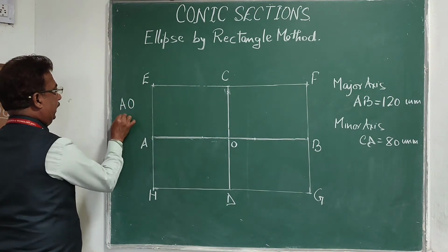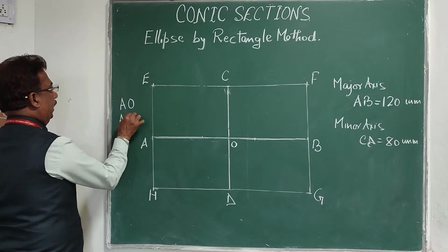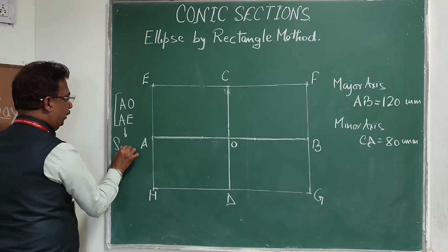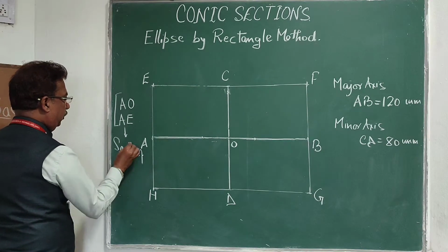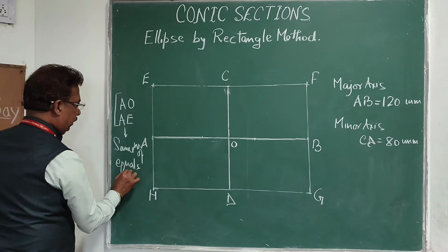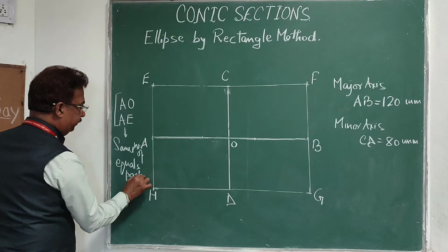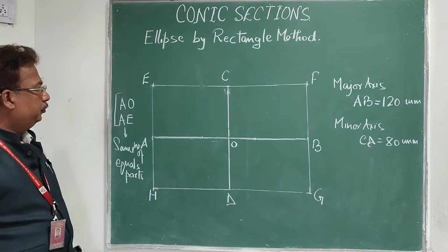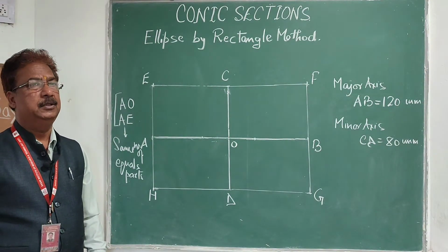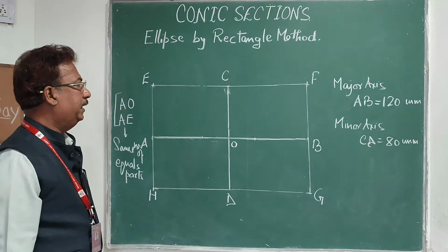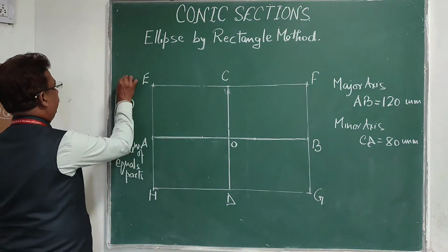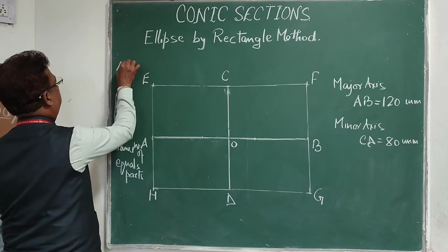and AE. I am going to divide these two lines into the same number of equal parts. How many parts, that we have to decide. So what we have to do, we have to divide this AO and AE into the same number of equal parts. Right now, suppose I have decided that I am going to divide this AO and AE in 4 equal parts.